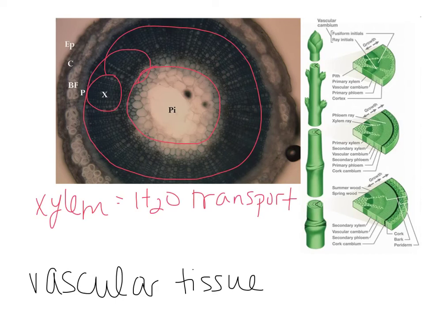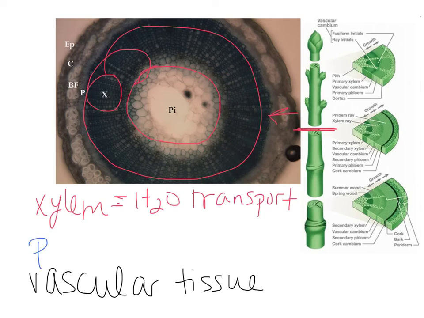Okay, so you can see over here, this is a cross section of the stem. Xylem transports water. Xylem basically moves unilaterally, going from down in the roots up to the rest of the plant, up to the leaves through transpiration. Like I said, transpiration we'll talk about. It will have its own separate video.